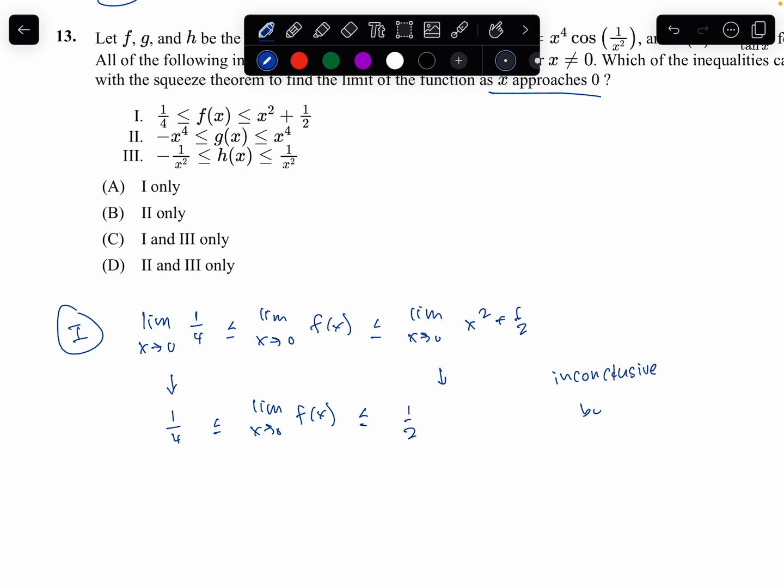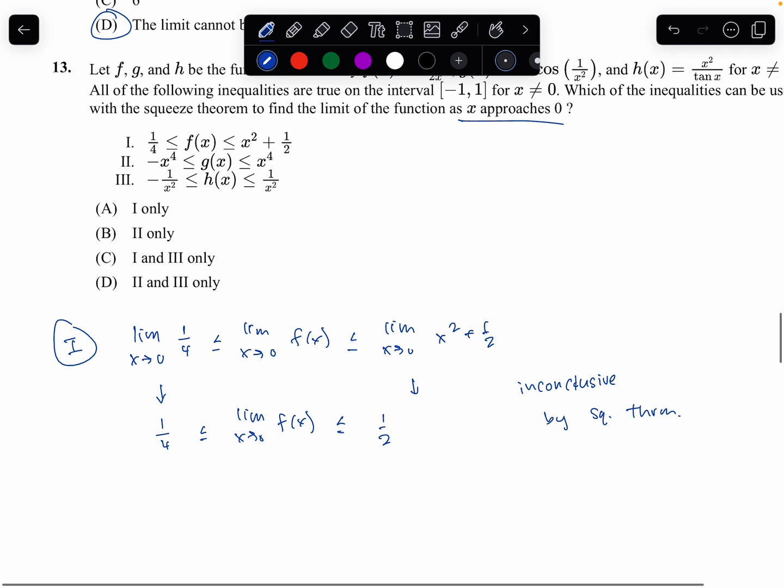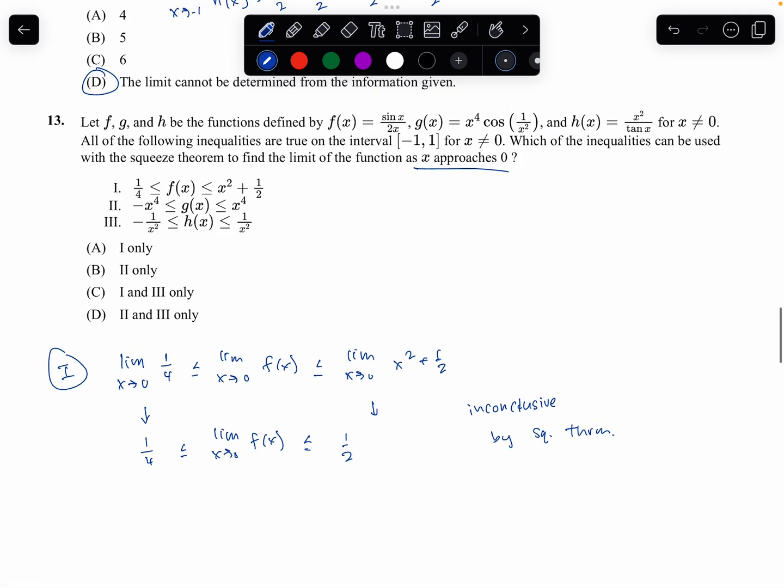So it is inconclusive by the squeeze theorem. So I can't use 1, right? And what we're trying to find is which of the inequalities can be used. Okay, so definitely not 1. So it can't be this one. Also can't be this one since we already ruled out 1. So it looks like it can be B or D.